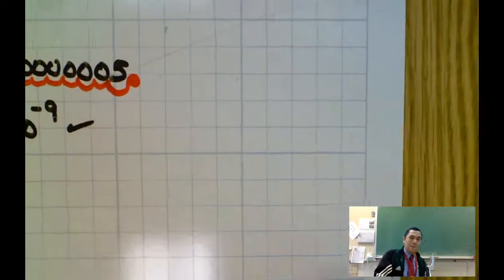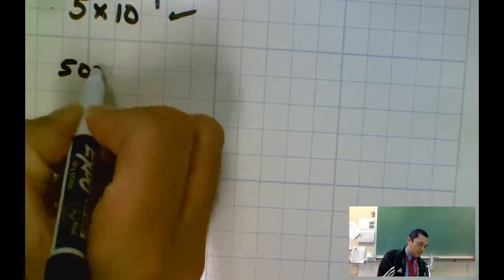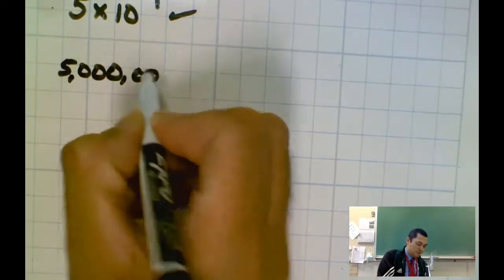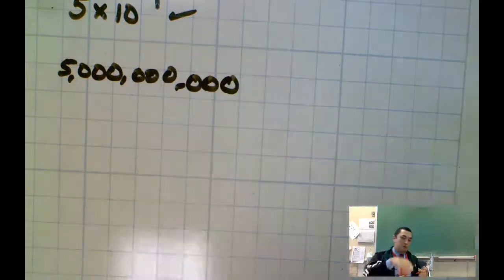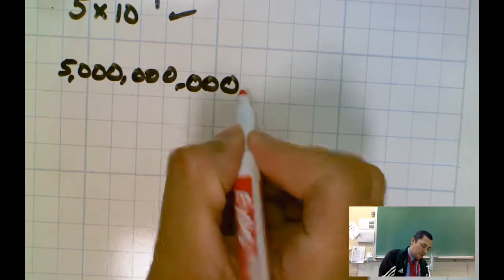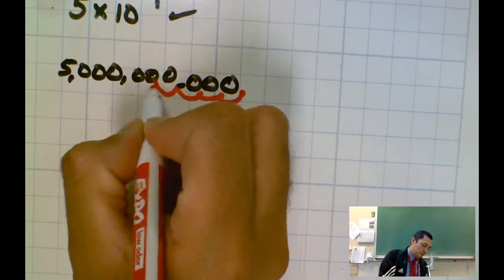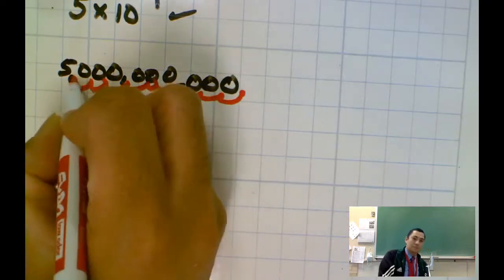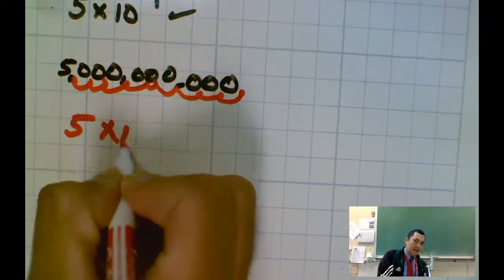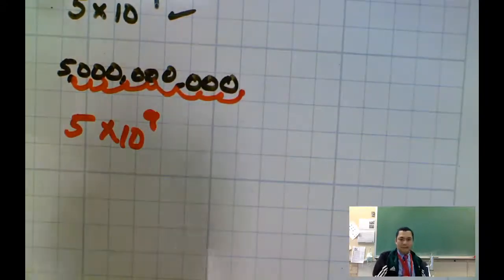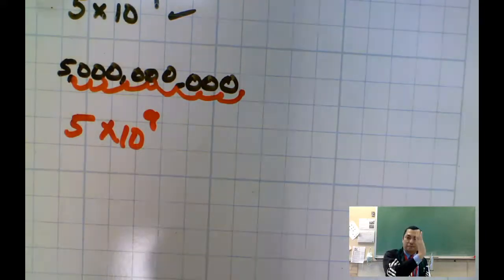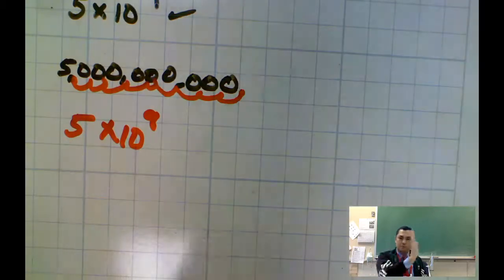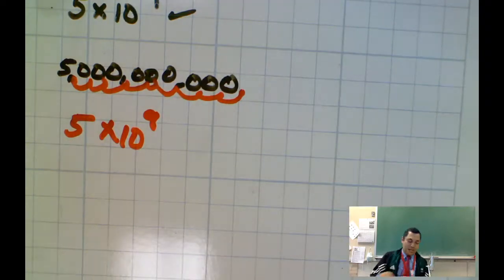And then we have 5 billion. So it's 5, 1, 2, 3, 4, 5, 6, 7, 8, 9. And in this case, instead of going to the right, you're going to the left. So you count 1, 2, 3, 4, 5, 6, 7, 8, 9. So you get 5 times 10 to the 9. And you get exactly the same answer. Remember, if you move to the left, the exponent is positive. If you move to the right, the exponent is going to be negative.